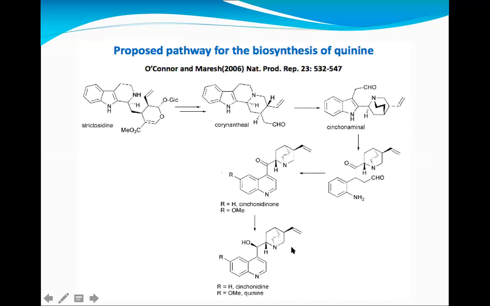Proposed pathway for the biosynthesis of quinine. Quinine biosynthesis is very complex. Here you can see how strictosidine is converted into the quinine, cinchonidine and quinine. Cinchonidine and quinine are analogs, and they are produced naturally from the cinchona plant.